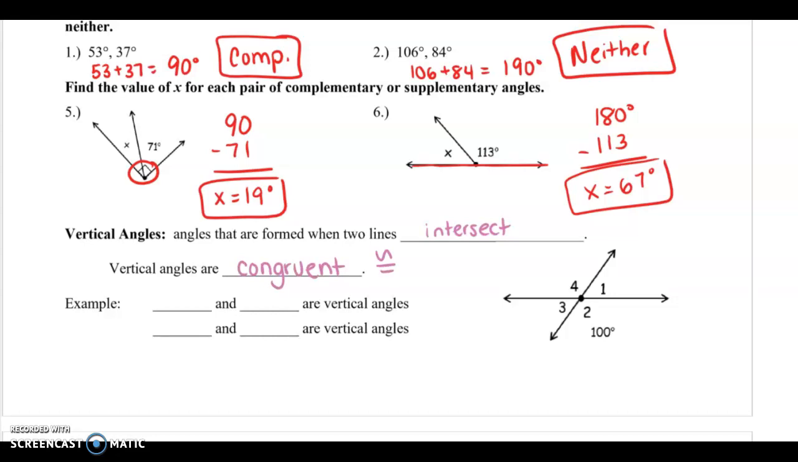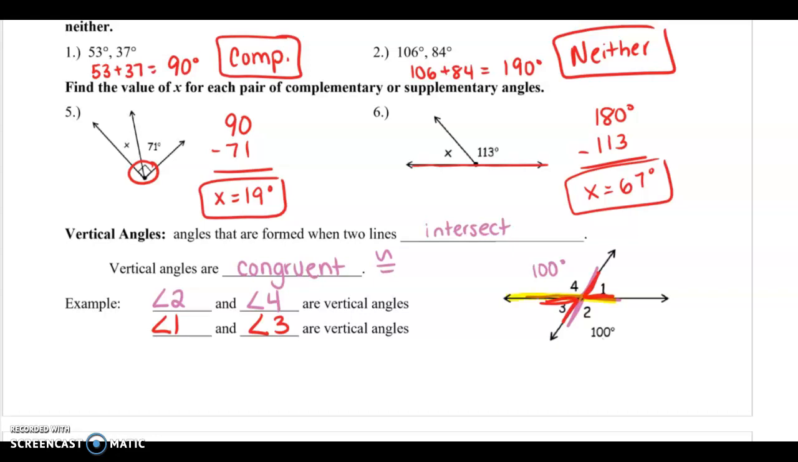So an example is 4 and 2. 4 and 2 are back to back to each other. 2 is going to be 100 degrees, and 4 is also going to be 100 degrees. So angle 2 and angle 4 are vertical angles. And then the same thing here with angle 1 and angle 3, they're back to back. They're also vertical angles.